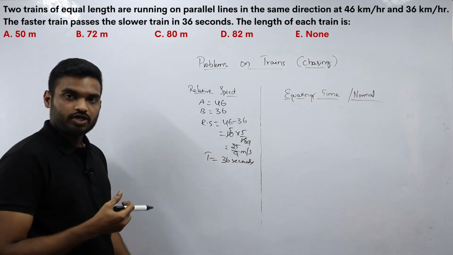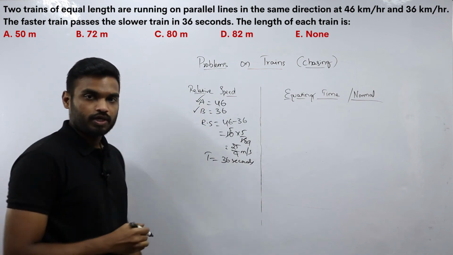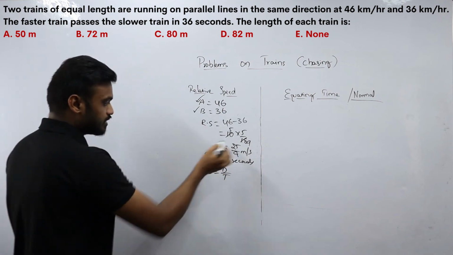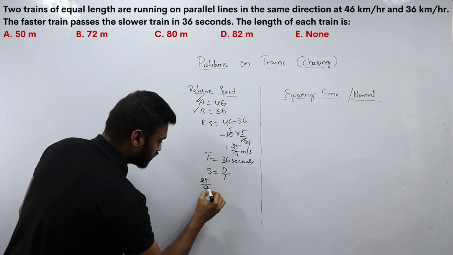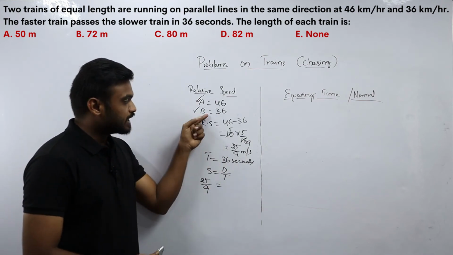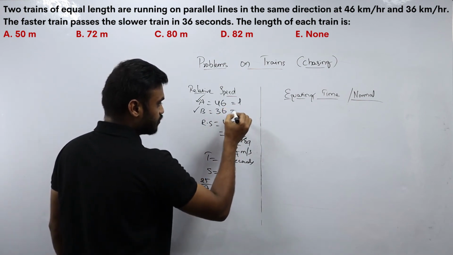Okay, and also we need to find out the total length of each train, that is A's length and also B's length. Now we already know speed equals distance by time. Now what is the speed here? That is 25 by 9 meters per second equal to total distance. Here they are telling that the two trains have the same length. So I am assuming the total length of A equal to L and B equal to L.